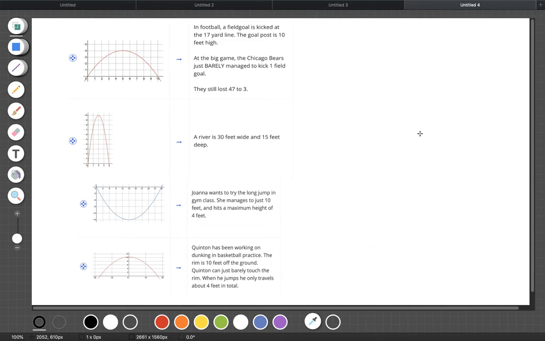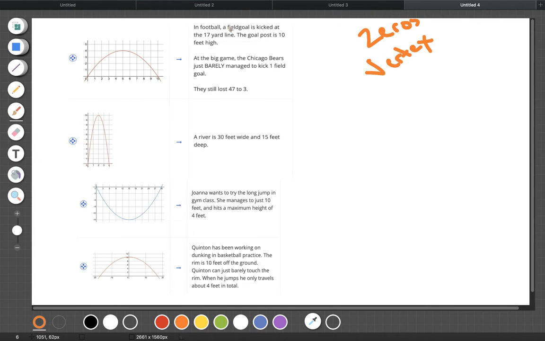All right, so this set was a mix and match. Now I've given you a bunch of graphs over here and situations over here. We need to use those two key points, the zeros and the vertex. That's what we're looking for, zeros and the vertex, to determine which one's going to match which. So let's read the first situation.